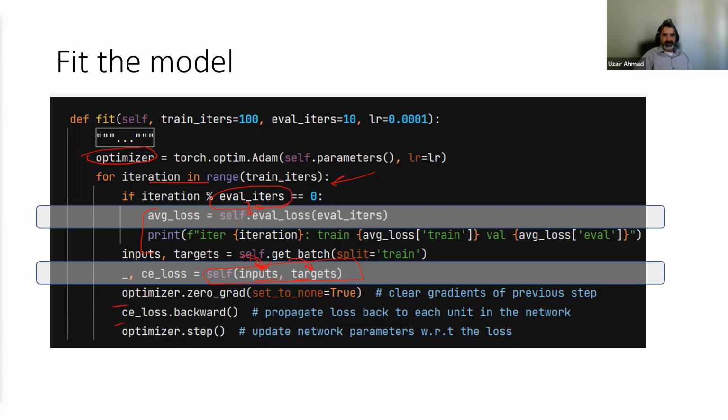The next three steps are just PyTorch. We clear previous gradients by calling zero grad, and then we call backward to back propagate the loss calculated by this forward pass, and call step. The parameters change, and for the next iteration, we pick next batch, pass it through.